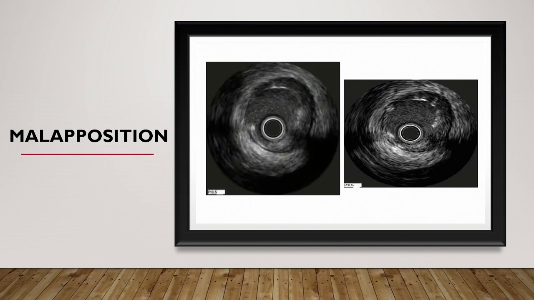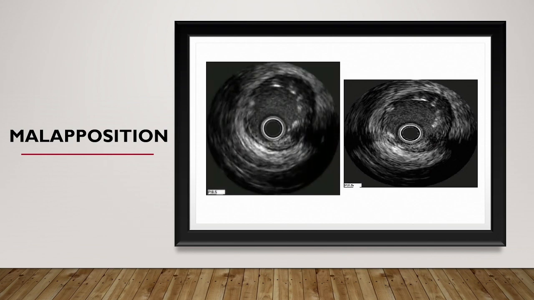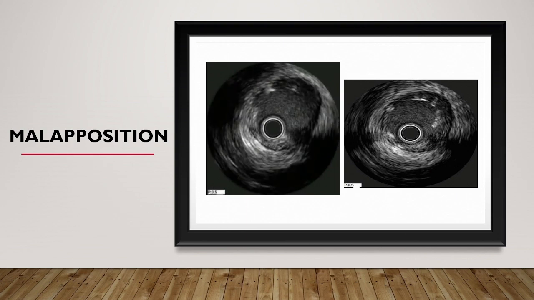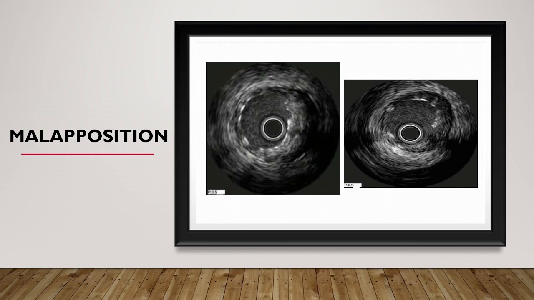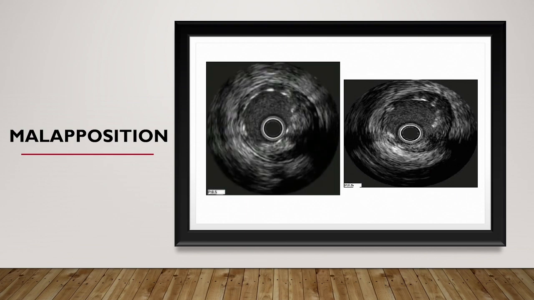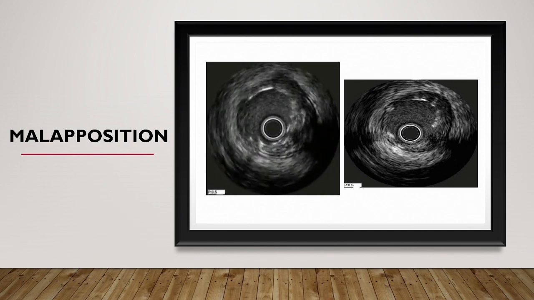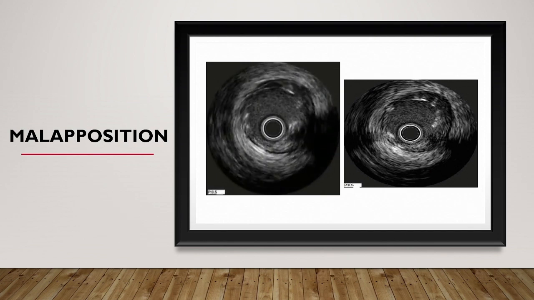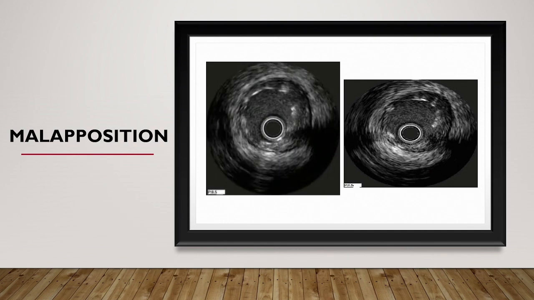So smaller malappositions are not associated with stent thrombosis or stent failure, but particularly in a left main, it should be appropriately apposed for the second procedure so that the second operator can easily enter into it, otherwise he can deform the stent inadvertently.